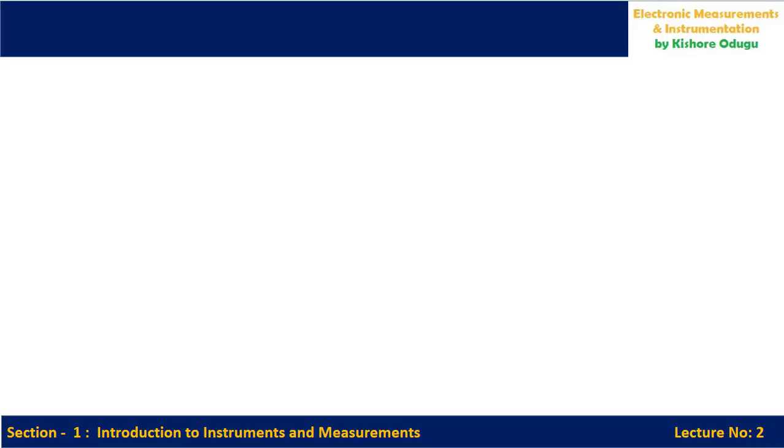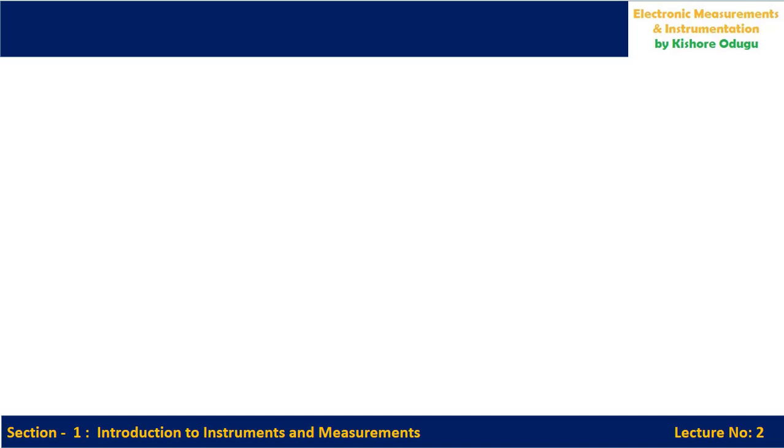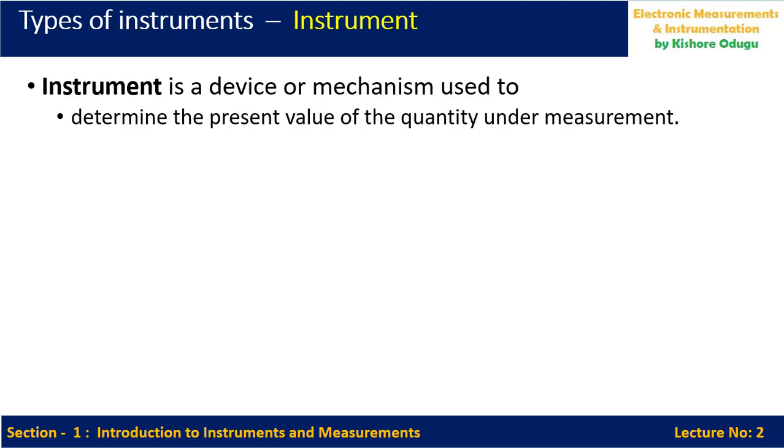Let's see the types of instruments. Our aim is to define an instrument and classify the instruments. So let's get started. We find various types of instruments in the industry. First of all, let us know what is an instrument.